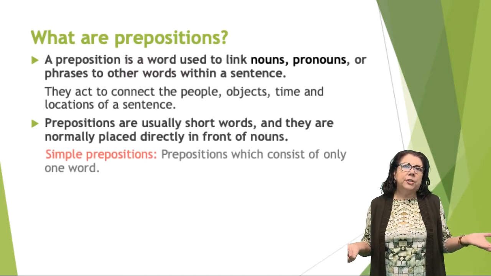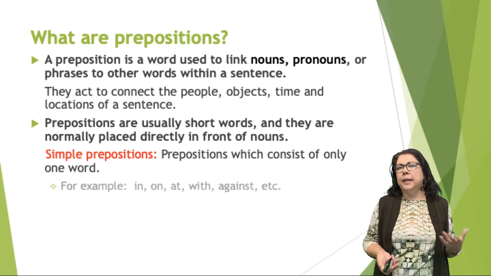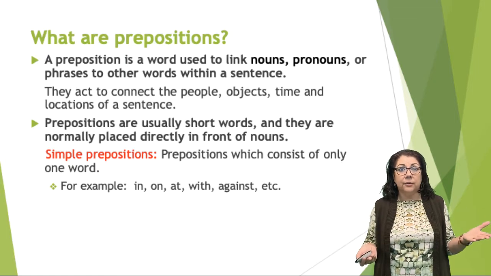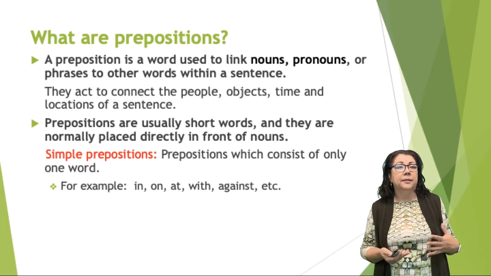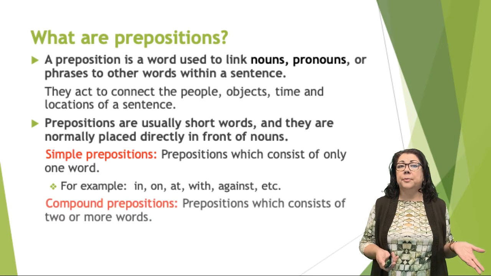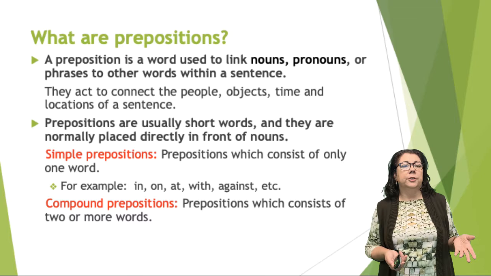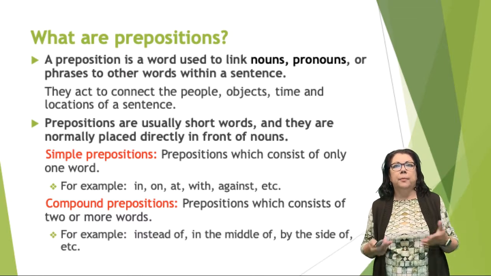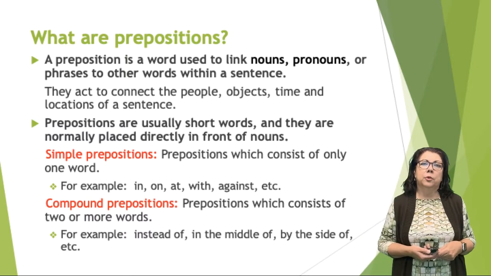So simple prepositions consist of only one word, and they're like the word in, on, at, with, against, etc. And there's a whole list of these, okay? You can find those lists anywhere on the internet, and that might be helpful to have a copy of that. Now, we do have compound prepositions also. These prepositions consist of two or more words. For example, instead of, in the middle of, by the side of. So those are prepositions that consist of more than one word.